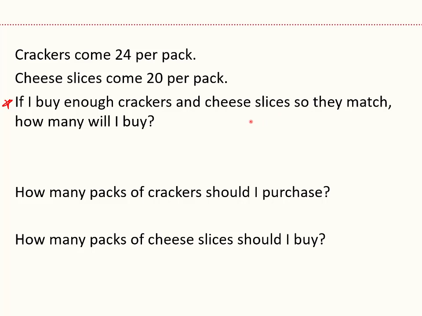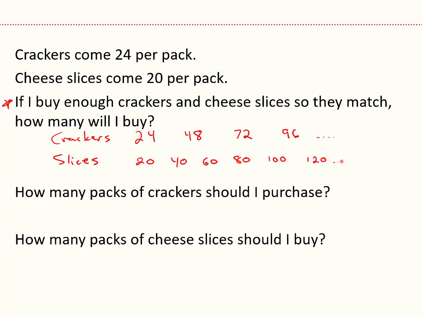All right, let's start figuring it out. So crackers come 24, or if I buy 2 packs, 48, or if I buy 3 packs, 72, or if I buy 4 packs, 96. Okay, maybe that'll be enough. On the other hand, cheese slices. If I buy packs of those, 20, 40, 60, 80, 100, 120. I don't see a match yet. Maybe I need to continue my crackers a little bit. What's after 96? Let's see, 96 plus 24. Oh, there's 120. So there it is.